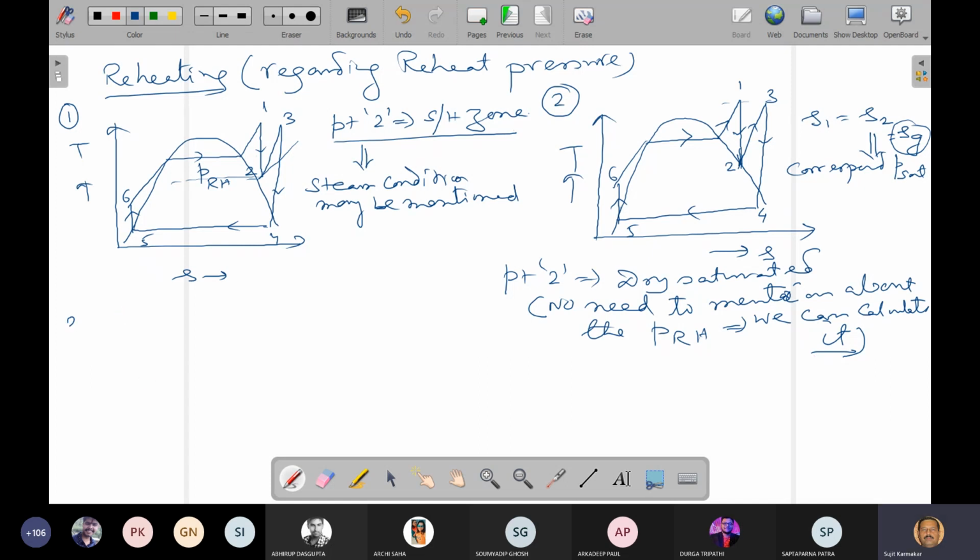And there may be one more possibility. What's the third possibility? Inside the vapor dome. So that means, as I have mentioned, this is dry saturated, this is superheated, and this should be wet steam. So that may be the other possibility.